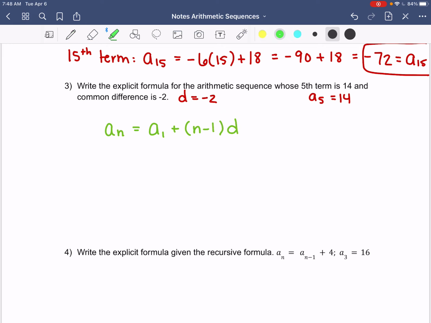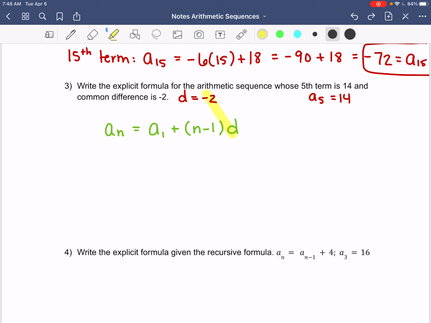So I already know d. d is negative 2. But the other thing that I need to write the equation is I need to know a sub 1, right? Those are the two things that I need. They didn't give me a sub 1. They didn't give me the first term. They gave me the 5th term. So there's a couple different ways we can find it.